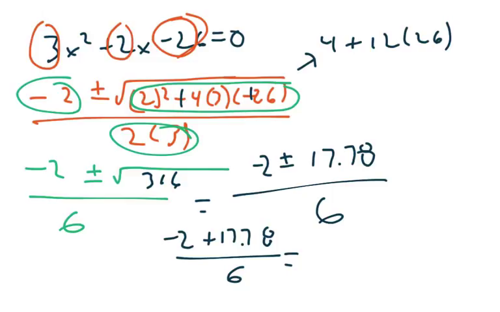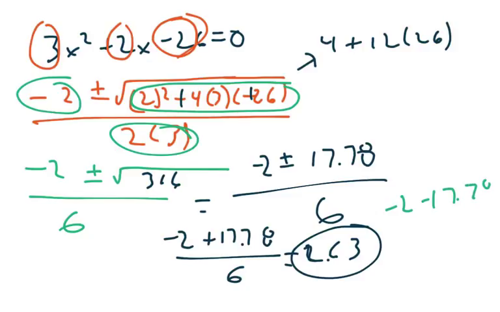Sorry I'm not showing this on the screen, guys. And when I do it correctly, I get 2.63. And now I'm going to do negative 2 minus 17.78 with my calculator and divide by 6. And assuming I did that correctly, negative 3.29.